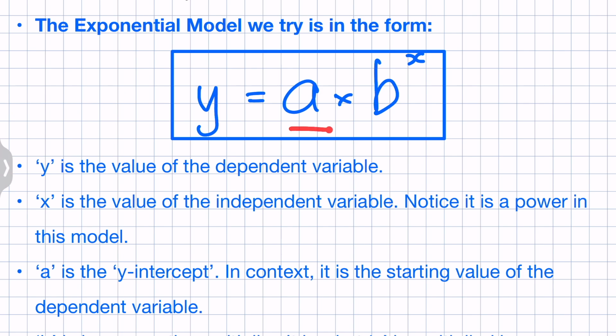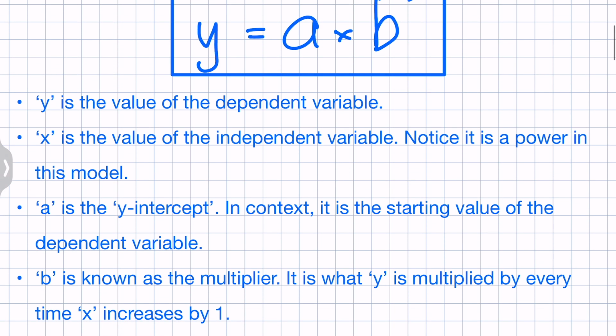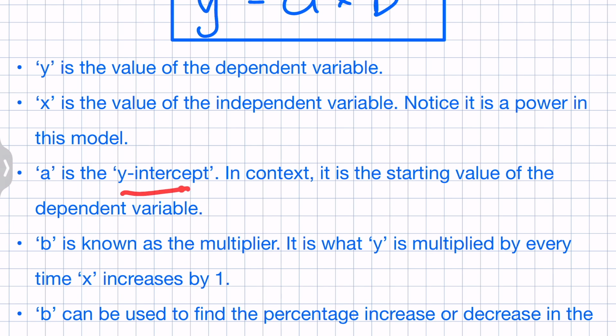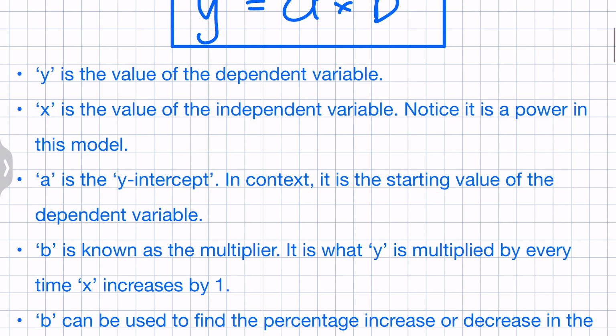y is equal to a times b to the power of x. y is the dependent variable, x is the independent variable. What do you notice here? x is a power. You're not timesing by x, you're raising something to the power of x. What's useful about a? a is the y-intercept. In context, it's the starting value of the dependent variable, so it might be the starting number of wombats in Tasmania, and then it's going to grow exponentially. b is known as the multiplier. It is what y is multiplied by whenever x increases by 1.